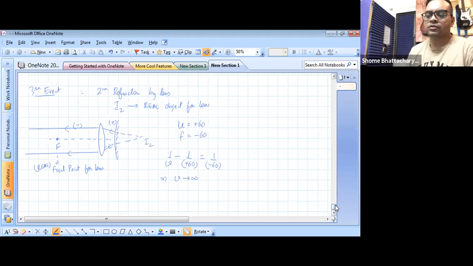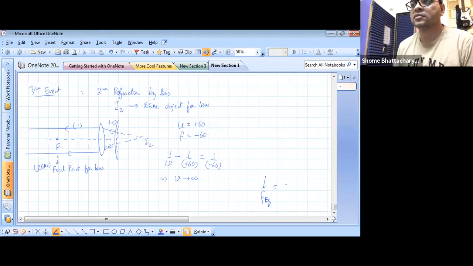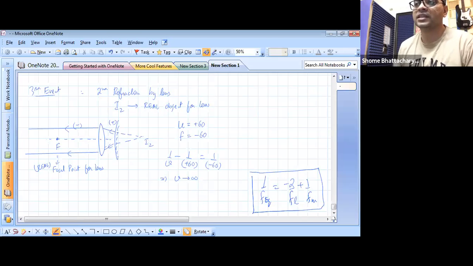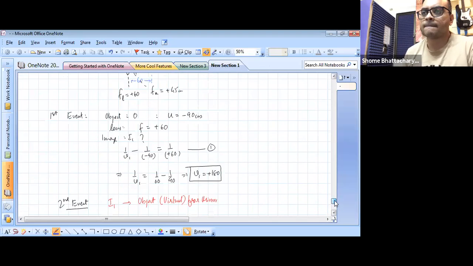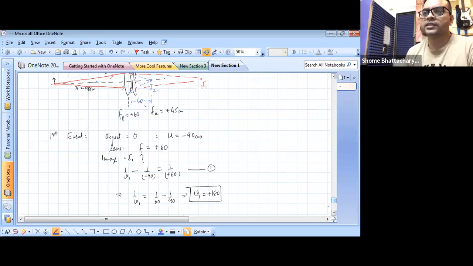So this in a way is also showing us the derivation of that formula, how we are getting 1 upon f equivalent as minus 2 by focal length of the lens plus 1 upon focal length of the mirror. If you just repeat this process without taking values, and you take the initial position of the object, instead of 90 centimeters, as infinity, then you will be able to derive this formula. So I'll just take you through each event again.